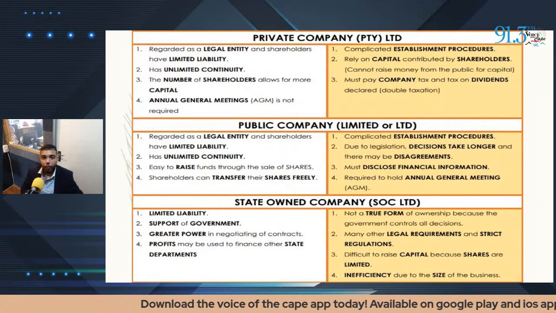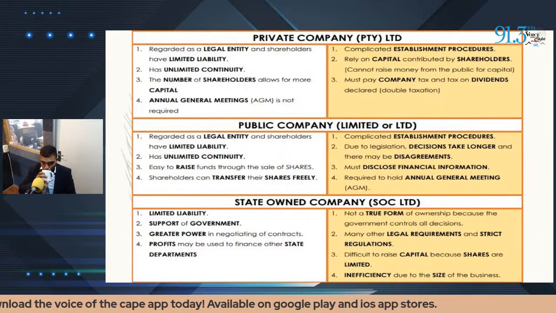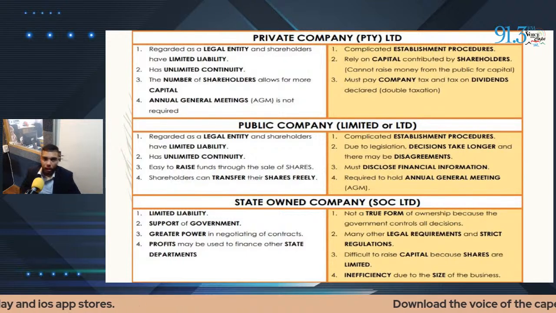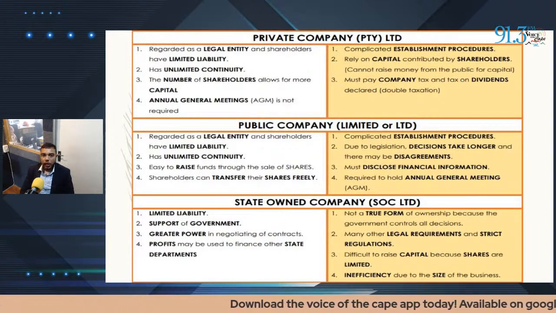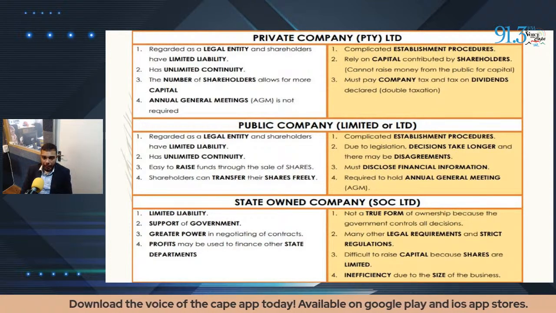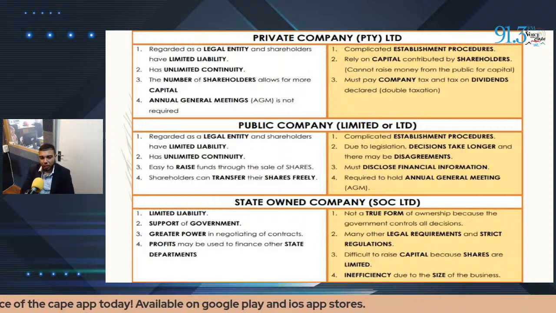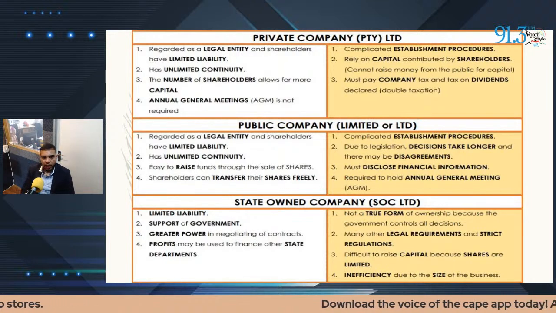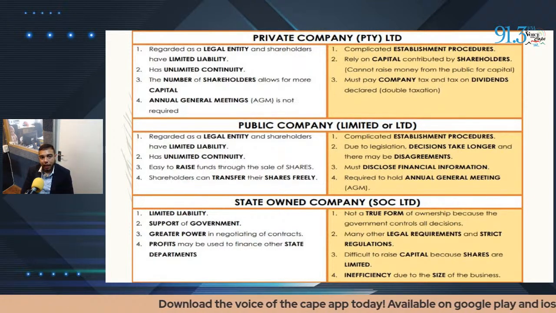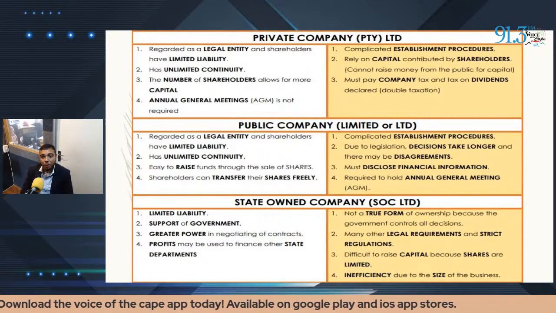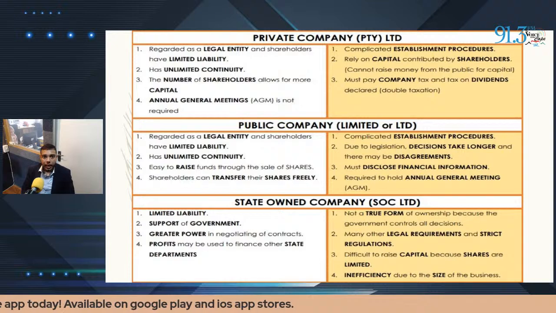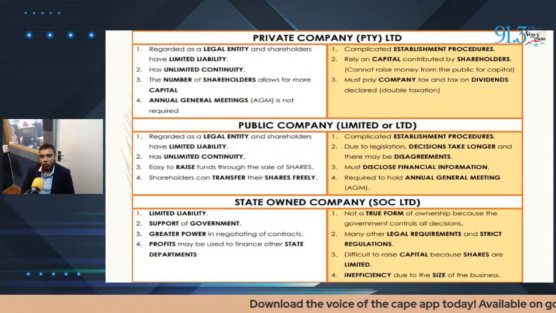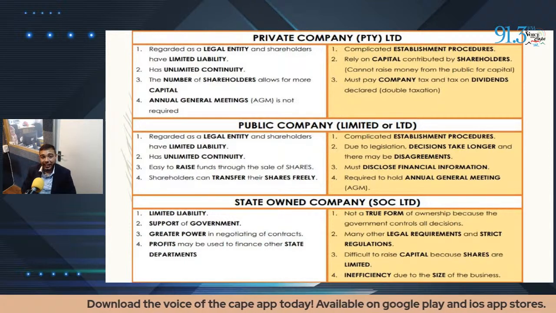Before we move on to private, public company or state-owned company, our private company. Our private company, we know this is a company that shares are not sold on the JSE but is given amongst its employees. What you need to know here is advantages. Regarded as a legal entity and shareholders have limited liability, the company ends in Pty Ltd. The number of shareholders allows for more capital, and the AGM is not required. It is led by a board of directors.